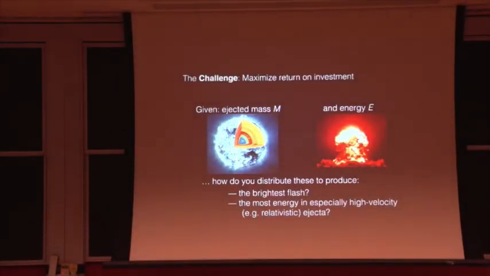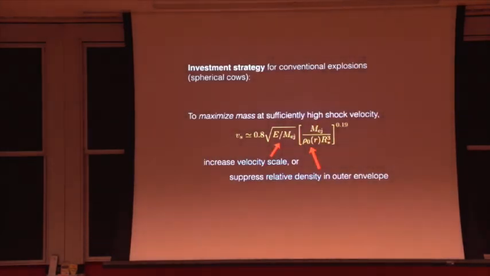OK, so given that that does work, let's ask ourselves, how would we meet this difficult challenge of producing an explosion with those energetics at those speeds? So in other words, given a certain ejected mass and some explosion energy, how do you combine them together to produce the brightest flash, the most energy in especially high velocity ejecta, such as relativistic ejecta? Okay, so in the context of a spherical explosion, according to the formula I showed you earlier, you really have only two options. There's this factor and that factor.